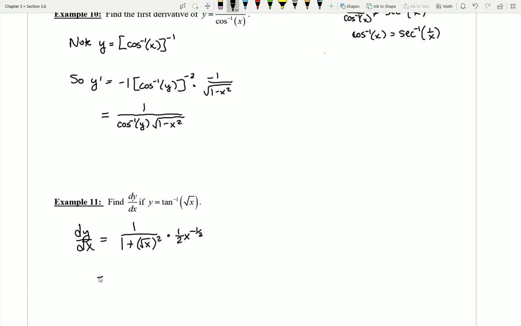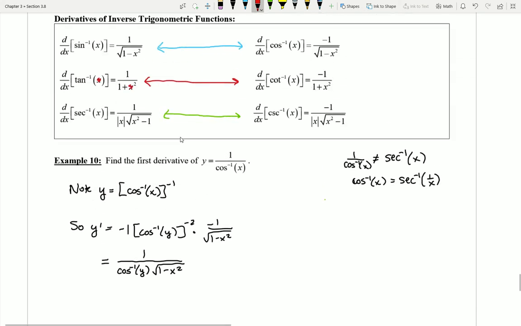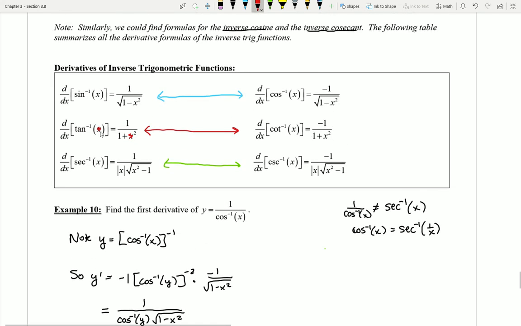So if I was to simplify this down a little bit, I would notice that this is going to be 1 over 1 plus x times 1 over 2 square root x. Or if I wanted to write this all together in one fraction, I could write 2 square root x and then 1 plus x. Right, so here's my derivative. But this portion right here in red is really the most important portion to keep in mind. When I have a composition, I need to replace that stuff that's on the inside of the inverse tangent or the inverse sine, and I need to put it in place here.